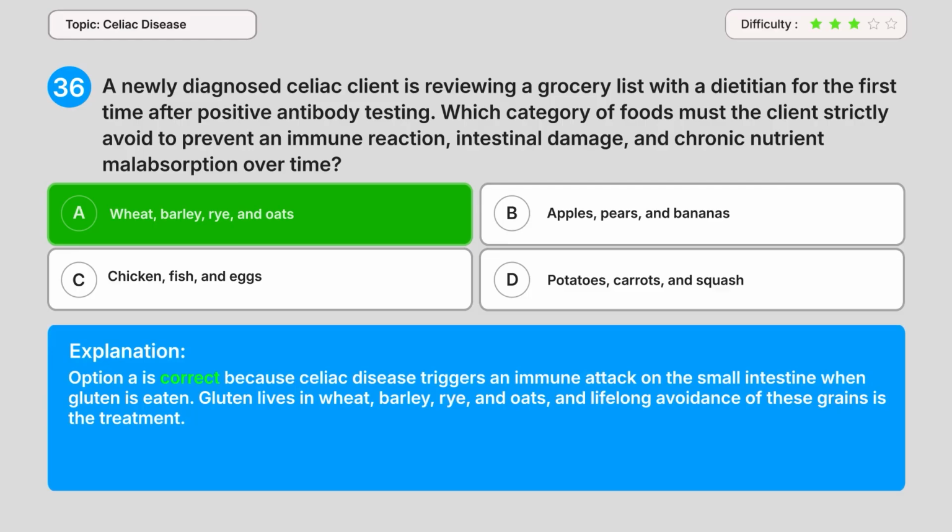Explanation: option A is correct because celiac disease triggers an immune attack on the small intestine when gluten is eaten. Gluten lives in wheat, barley, rye, and oats, and lifelong avoidance of these grains is the treatment.